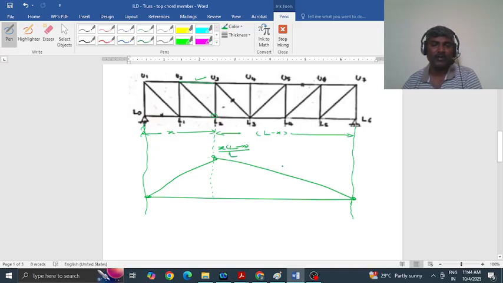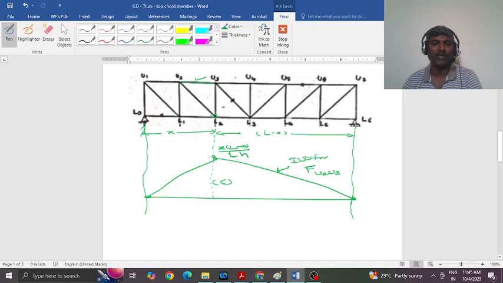Now this ILD for bending moment will become the ILD for the force in U2 U3 when you divide this by H. Moment divided by H, that is the relation between the force in the member and the bending moment at this point. So now this is compression. So this is the ILD for the force in this member U2 U3. This is how you plot the ILD for the top chord members.